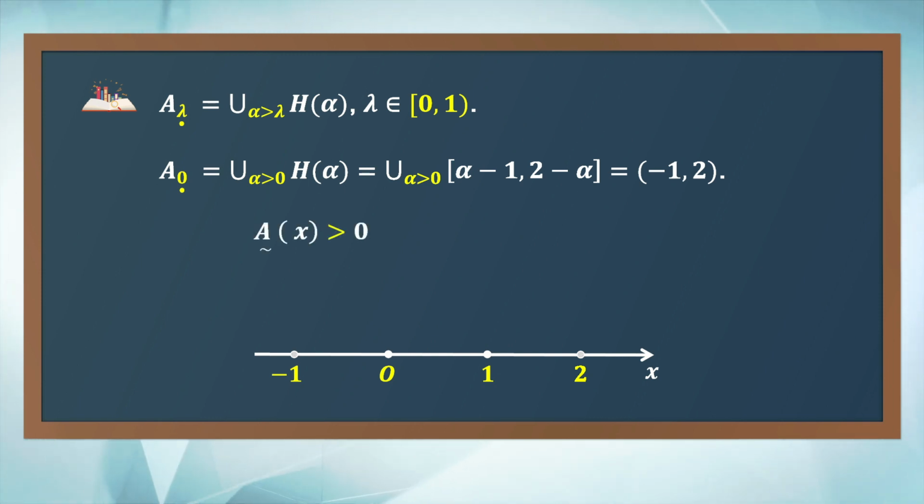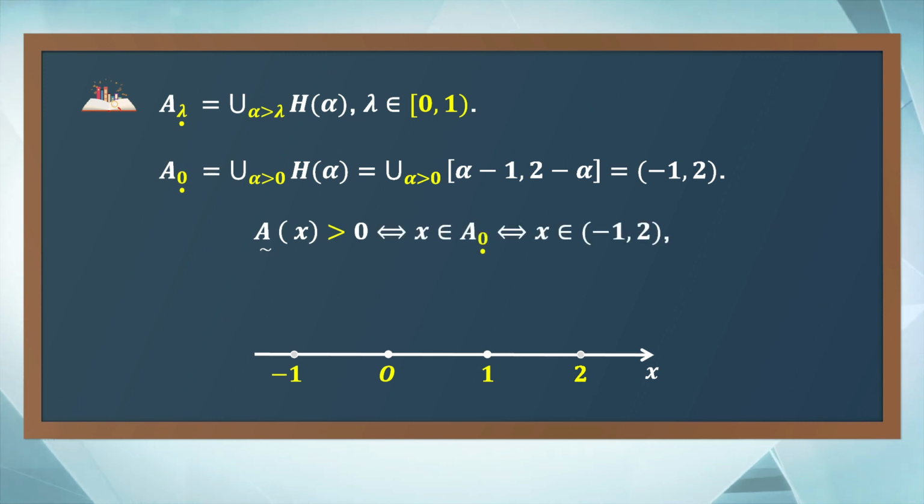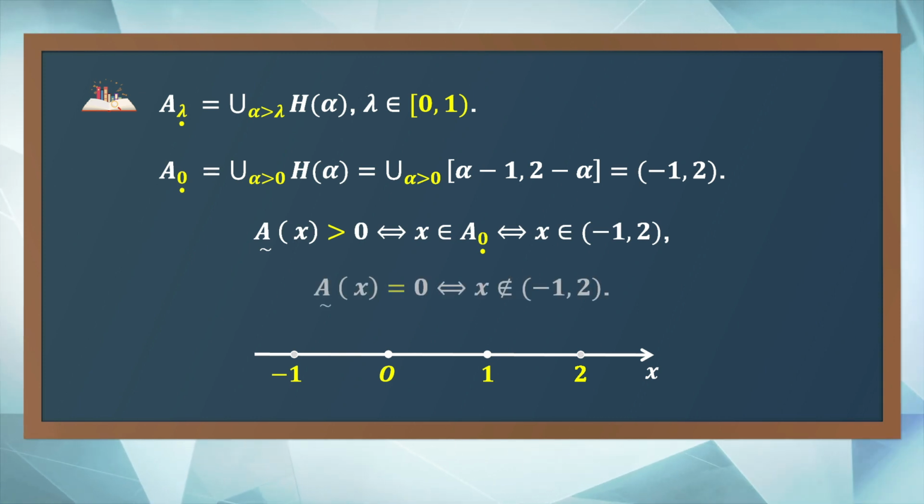Therefore, A of x is greater than 0 if and only if x is in the support of A, if and only if x is in the open interval from -1 to +2. That means A of x equals 0 if and only if x is not in this open interval. And we have known that A of x equals 1 if and only if x is in the closed interval from 0 to 1. What else?